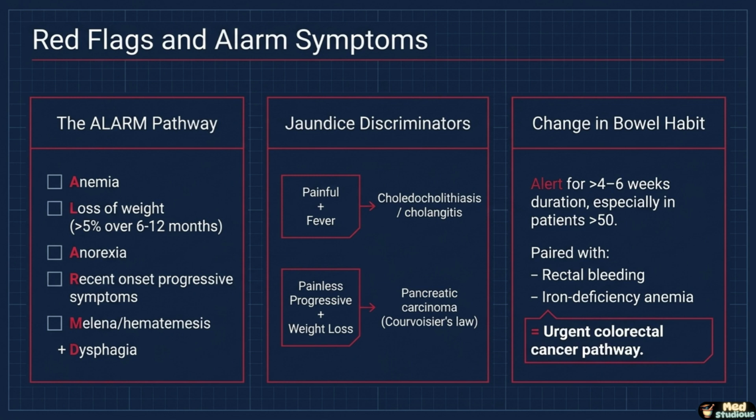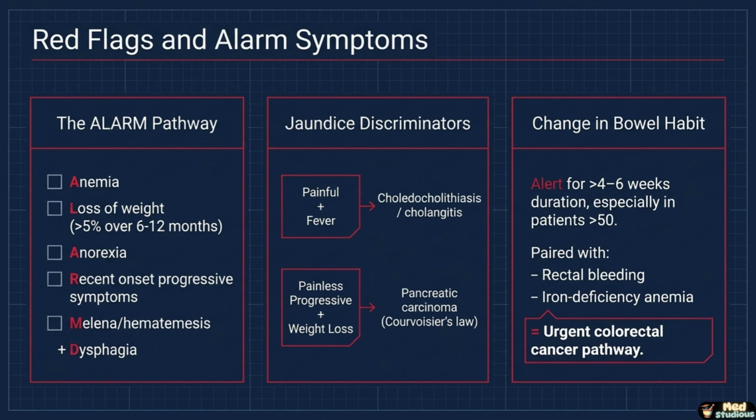Jaundice has its own discriminator pattern. Painful jaundice with fever points to choledocholithiasis progressing to ascending cholangitis, while painless, progressive jaundice accompanied by weight loss is the classic presentation of pancreatic carcinoma, Courvoisier's law in action.